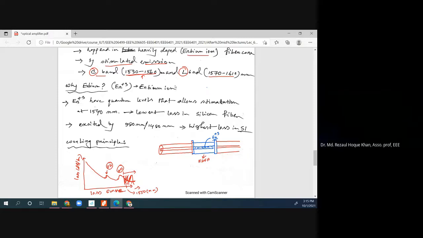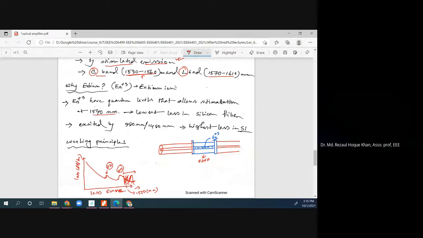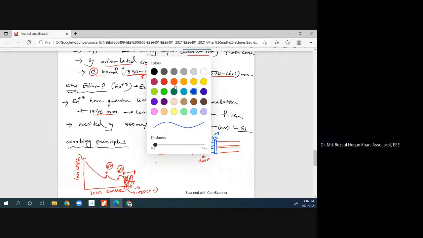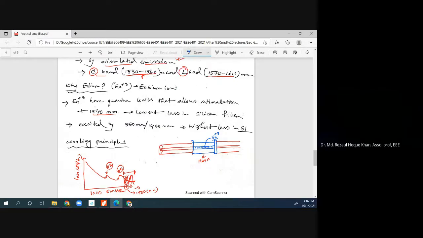So why erbium? Because erbium has a quantum level that allows stimulation. Of course, the stimulated emission process has to happen at 1540 nanometer, where the loss in silicon fiber is the lowest possible. Here in this band, in this region, the stimulation happens. That's why erbium is used.